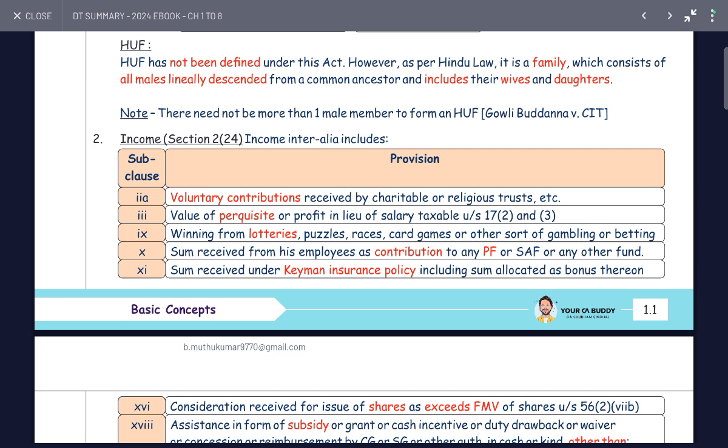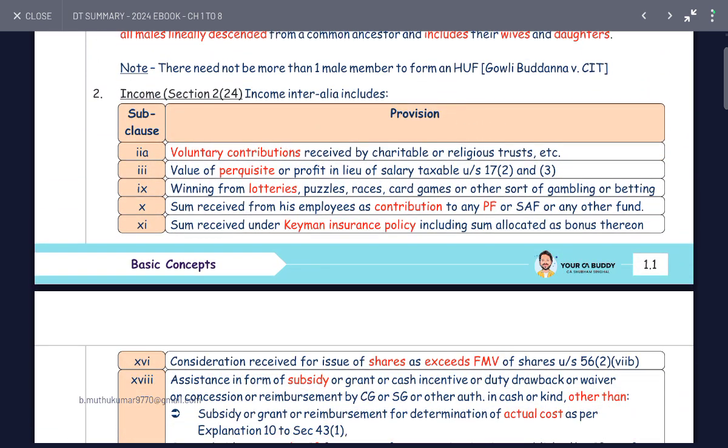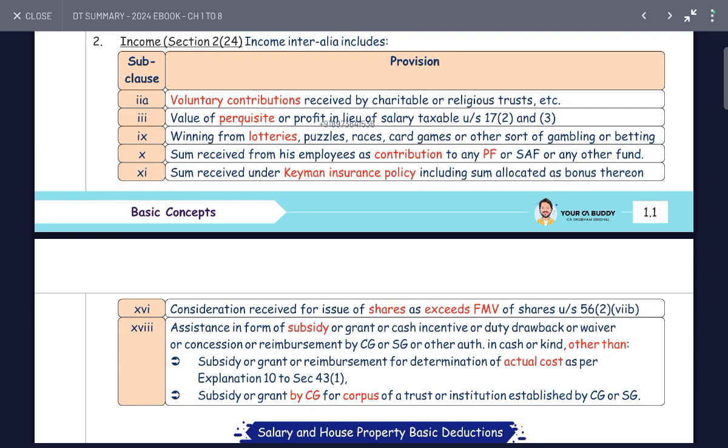Income: section 2(24) of income inter alia includes clauses 2A, 3, 4, 5, 6, 7, 8. Section 2(24): a voluntary contribution received by a charitable institution in India, charitable trust, etc. Value of perquisite or profit in lieu of salary taxable under section 17(2) and (3). Winnings from lotteries, puzzles, races, card games, and all sorts of gambling and betting.